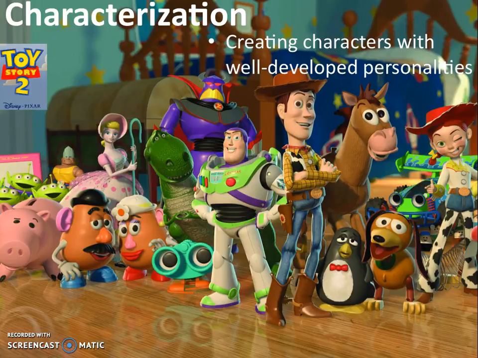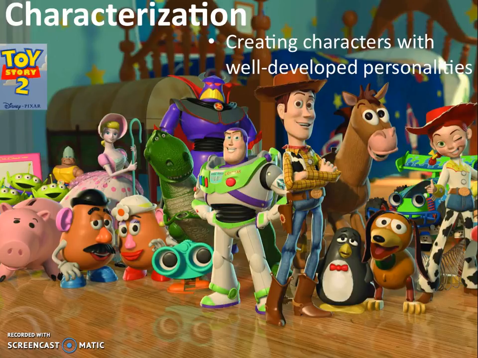Characterization constitutes the authors creating characters with well-developed personalities. This particular picture is a scene from Toy Story 2 listing a variety of characters. Which characters that are pictured here do you think will be well-developed personalities? Why?